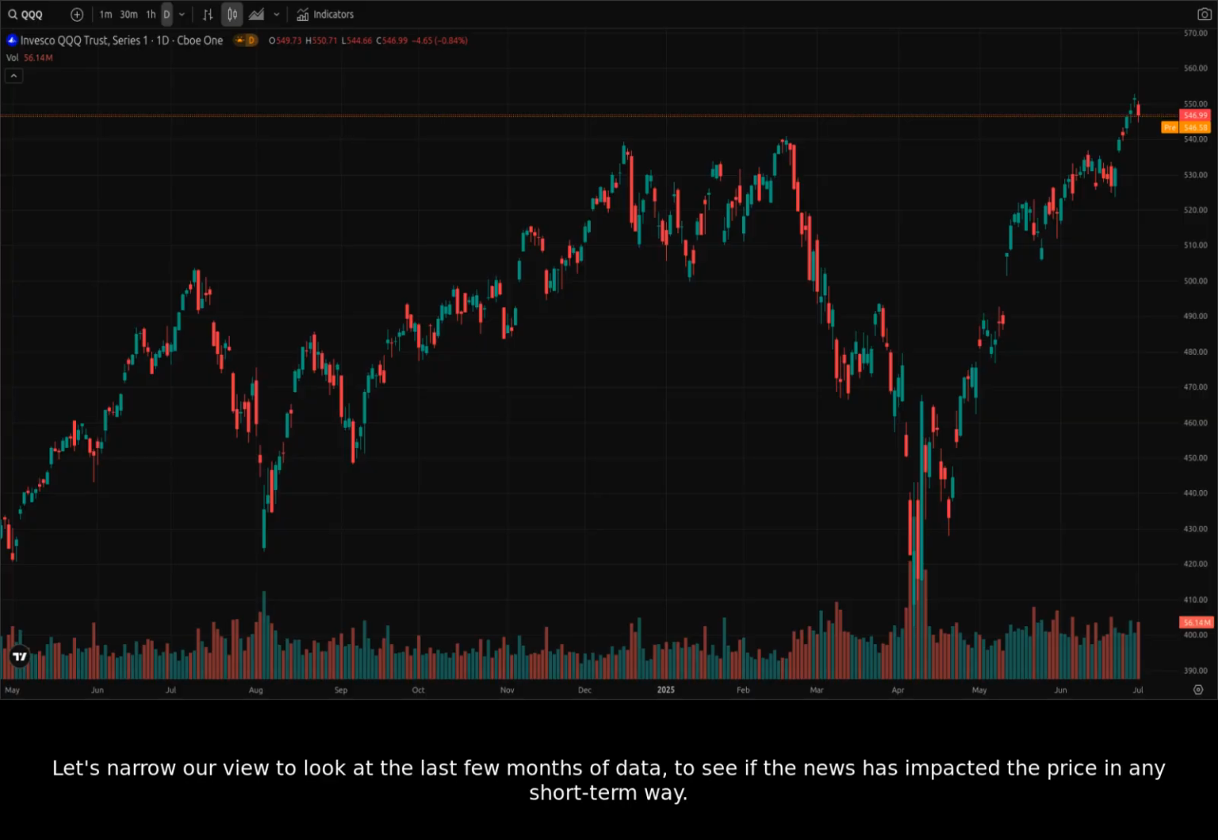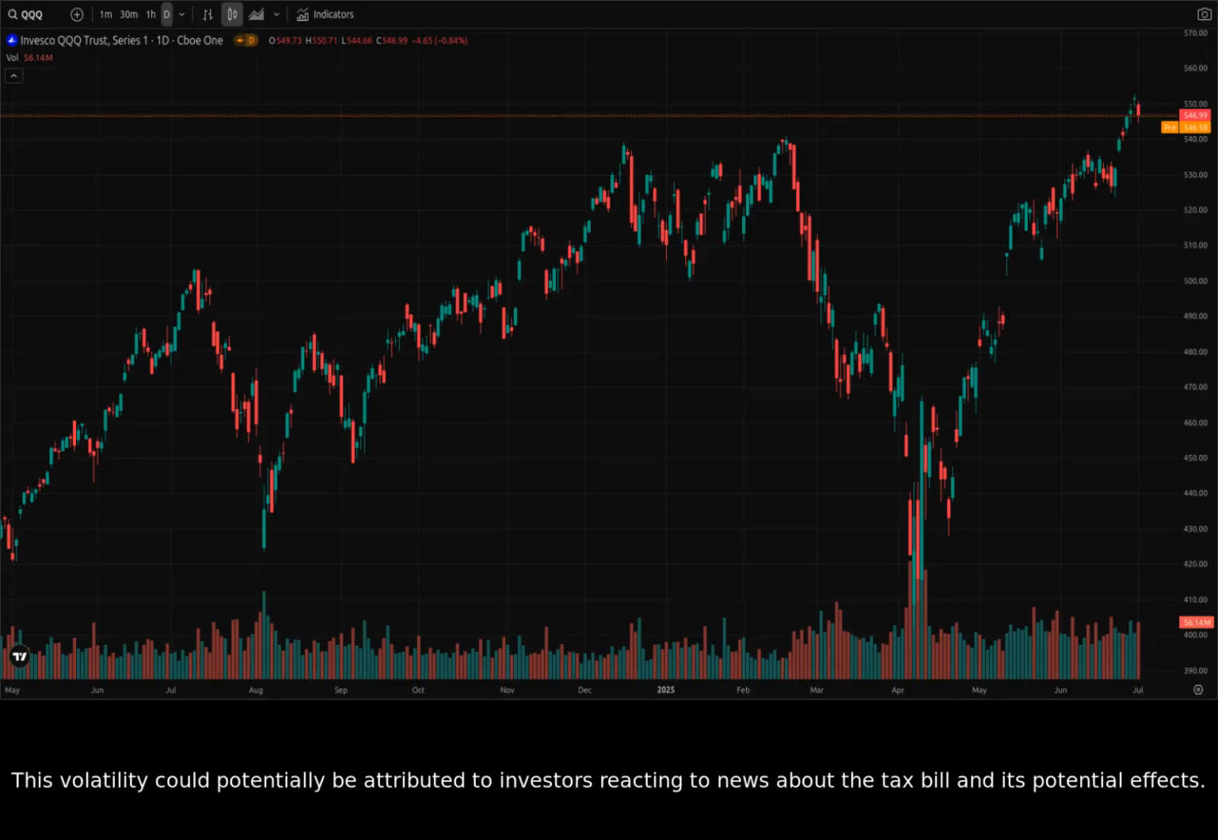Let's narrow our view to look at the last few months of data to see if the news has impacted the price in any short-term way. There's been a lot of up and down recently, but it's still maintaining an upwards trend and hasn't decreased significantly. This volatility could potentially be attributed to investors reacting to news about the tax bill and its potential effects. However, the overall market sentiment seems to be positive, as indicated by the Dow's recent rallies.